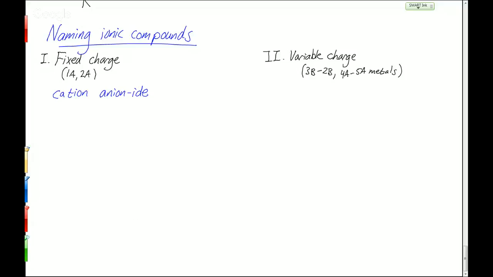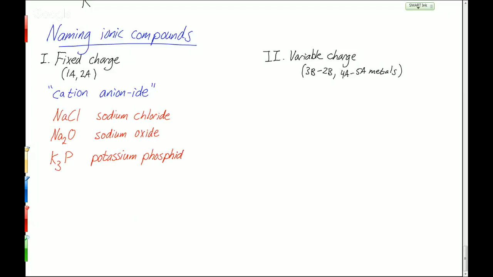So for some examples, the ones we just did, NaCl, we call that sodium chloride. Na2O becomes sodium oxide. K3P, what do you think? Yep, potassium phosphide. What else did we do up there?